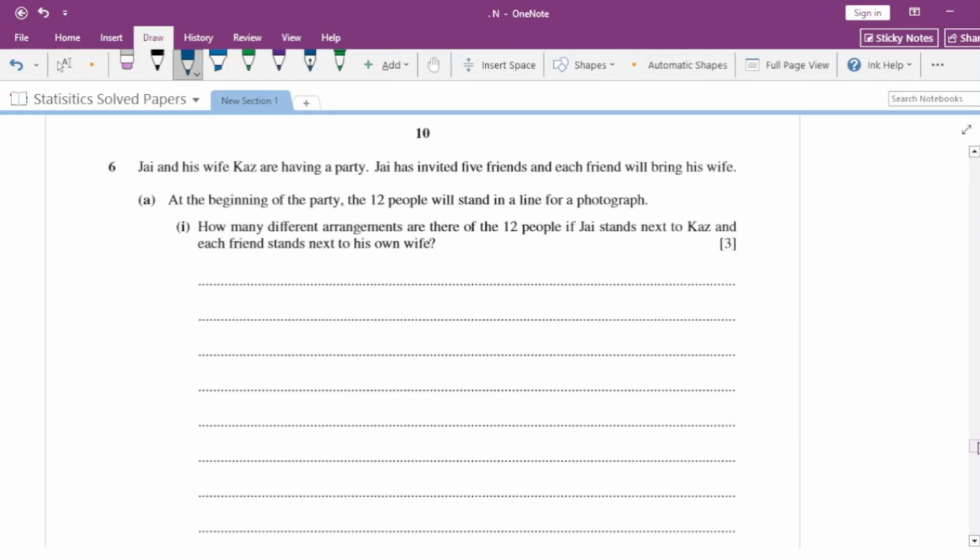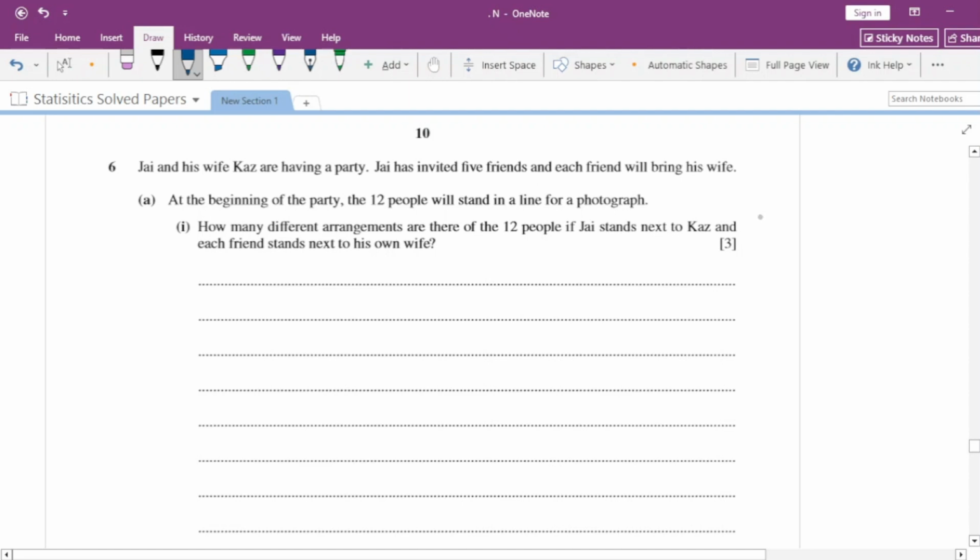Question 6. Jai and his wife Kaz are having a party. Jai has invited 5 friends and each friend will bring his wife. At the beginning of the party, the 12 people will stand in a line for a photograph. How many different arrangements are there of the 12 people if Jai stands next to Kaz and each friend stands next to his own wife?